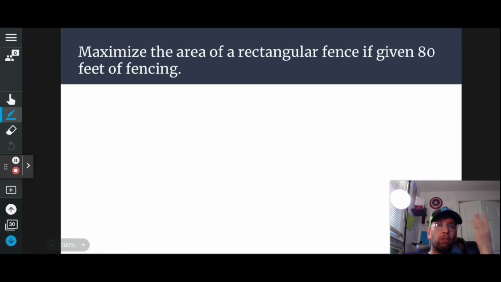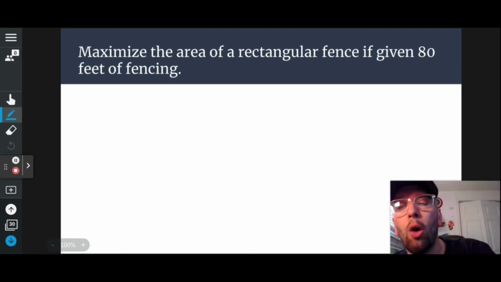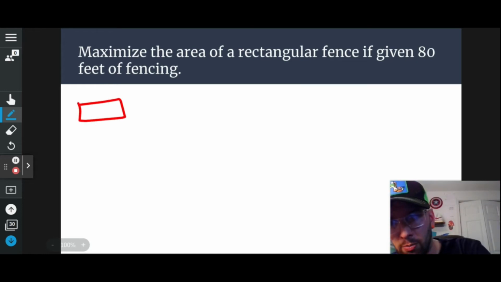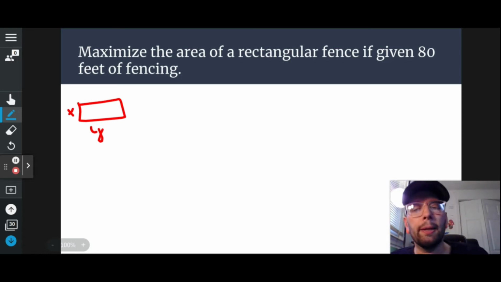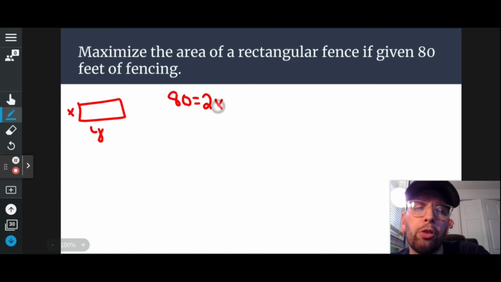I have a fence that's a rectangular fence. So I'm given 80 feet of fencing. Let's call one side X and the other side Y. The perimeter of a rectangle is 2 times the length plus 2 times the width. So my perimeter is 80, and that's going to equal 2 X's plus 2 Y's.